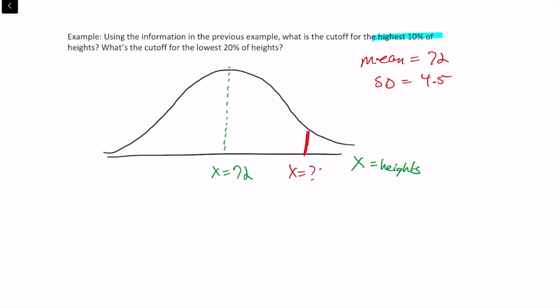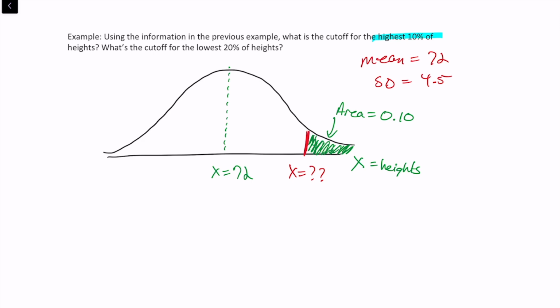This value at the moment is unknown. But what we do know is the area to the right of this shaded green area here, and that is the 10%. So when they tell you that you're in the top 10% of heights, that means your area to the right is 10%. So my area is 10%, written as a decimal is 0.10.